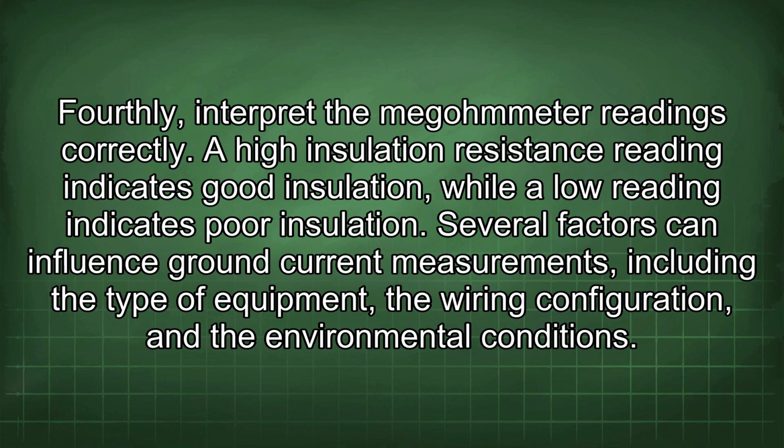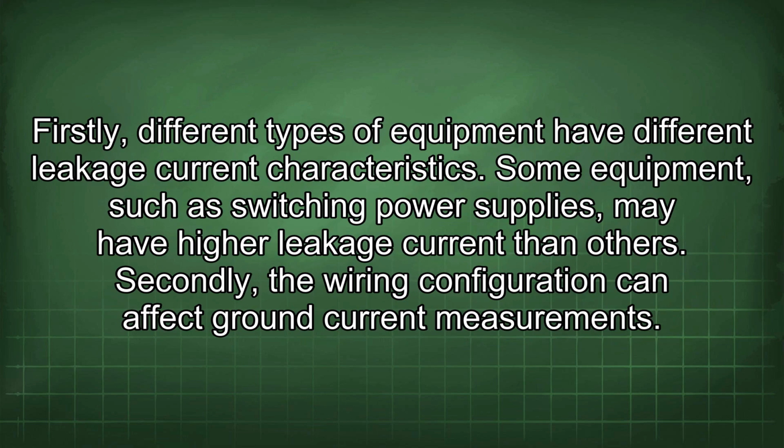Several factors can influence ground current measurements, including the type of equipment, the wiring configuration, and the environmental conditions. Firstly, different types of equipment have different leakage current characteristics. Some equipment, such as switching power supplies, may have higher leakage current than others.